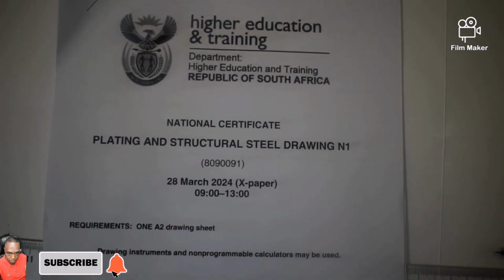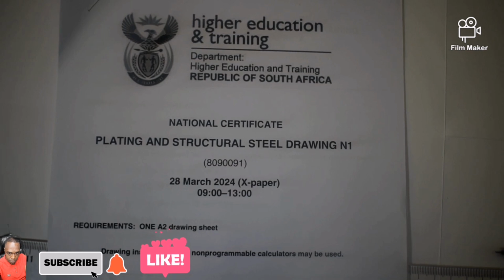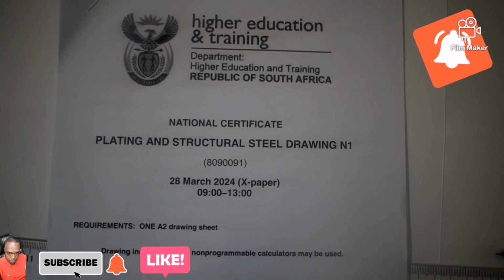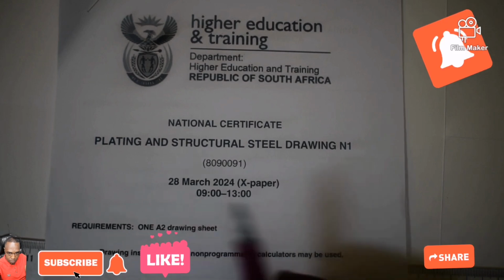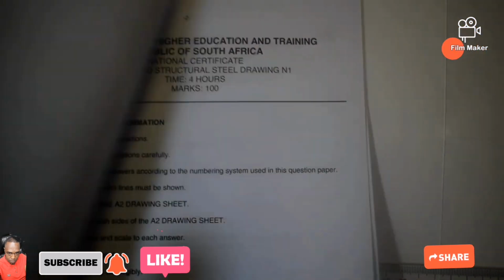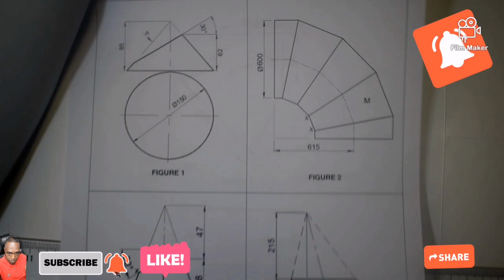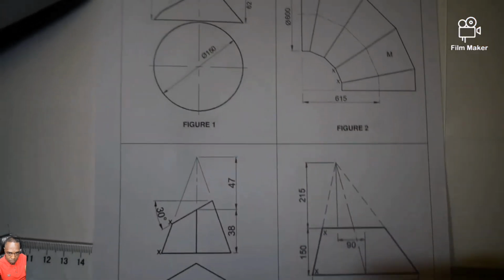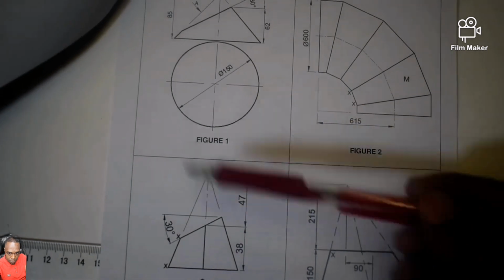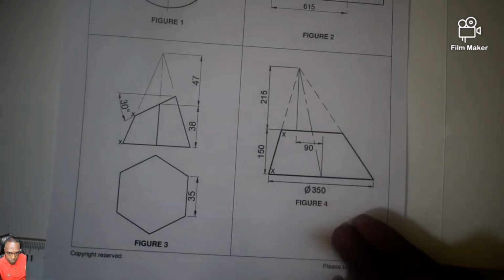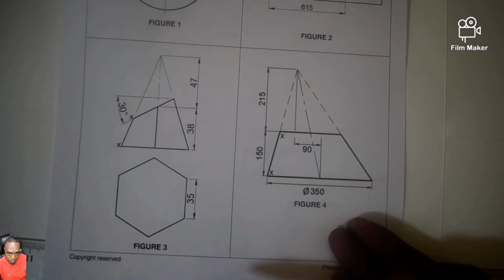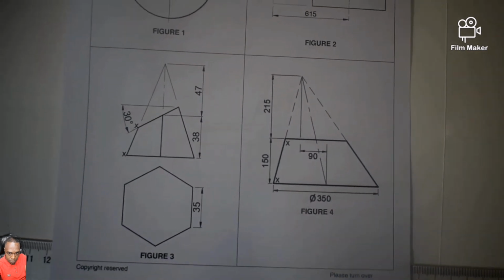Right guys, let us look at PSSD N1, the paper that was written on 28 March 2024. I want us to look at figure 3. Our aim is to do all of them. So let us quickly look at figure 3 of planting and seed structural drawing N1.